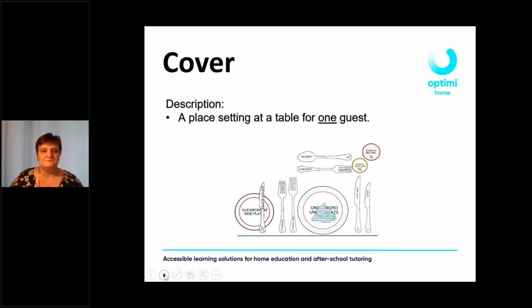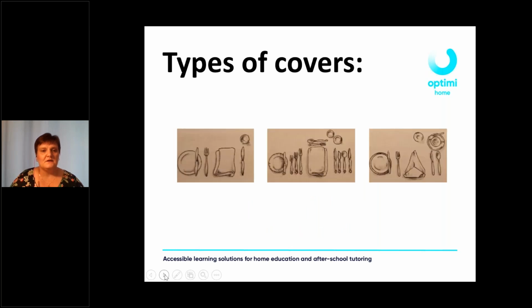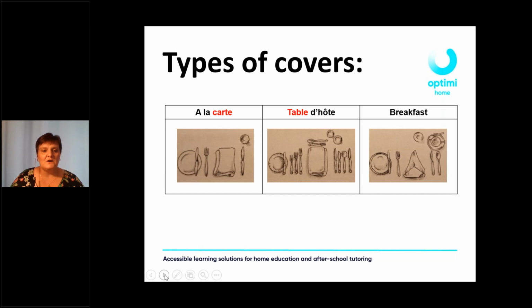It's very important. Now we get 3 types of covers. The first one is the a la carte cover. You get a table d'hote cover, and we also get a breakfast cover. Now the difference between these 3 covers is, first of all, if you look at the difference between an a la carte menu and a table d'hote menu, I always remember it like this. This one, a la carte, is where they give you the card and you can decide what you want to eat.